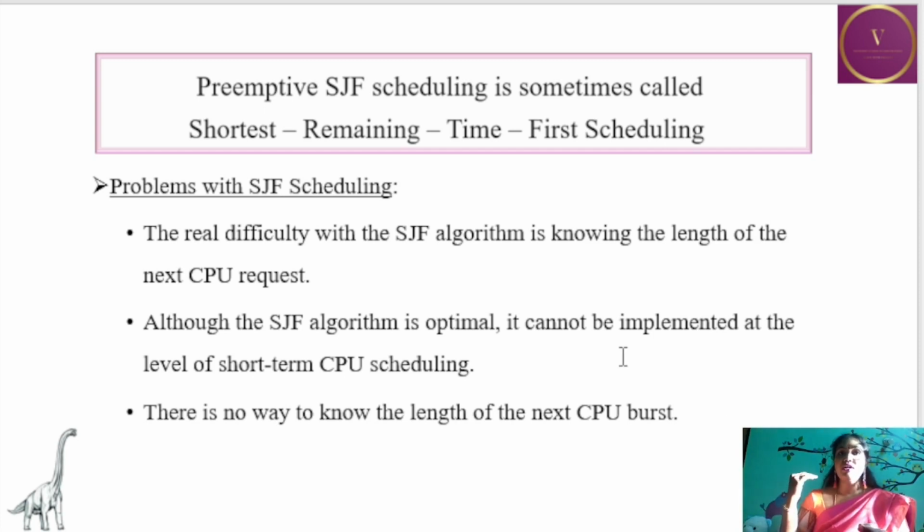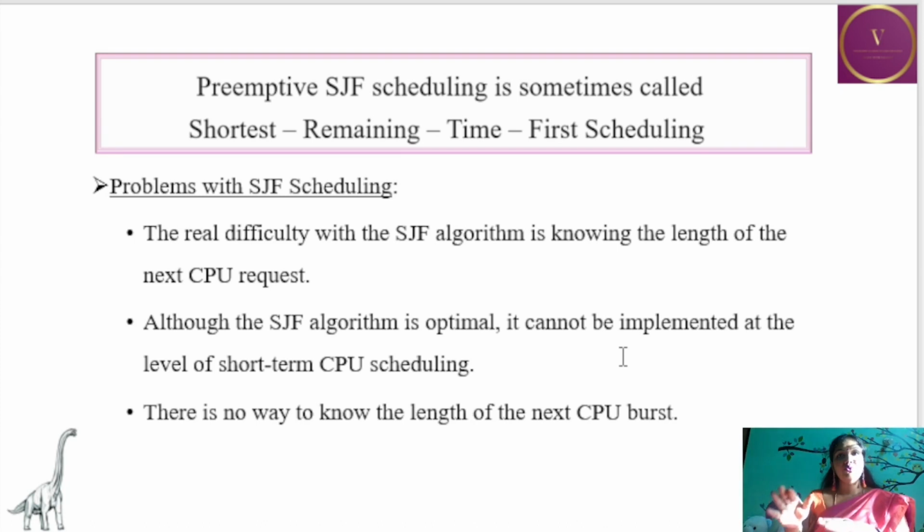There is a difficulty in getting the remaining CPU burst of a process, so it cannot be implemented. So you might ask, when we are not implementing this SJF scheduling algorithm, why do we have this preemptive SJF method? It is not like that. Though it has this problem of difficulty in knowing the next CPU burst time of a process, it can be used in some way. So that is what we'll be seeing next.